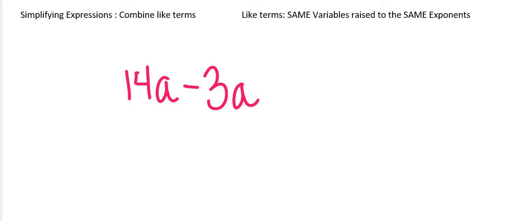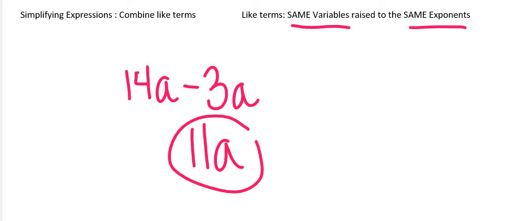So to combine like terms, you have to make sure that the terms have the same variables and they are raised to the same exact exponents. That's what makes them like terms. If we look at our first example, we have 14a minus 3a. Here, both of my terms have a's raised to the power of 1. Therefore, they are like terms, so I can combine them. 14 minus 3 is going to be 11, and then my variable stays the same. I just combined like terms, and I just simplified my expression.